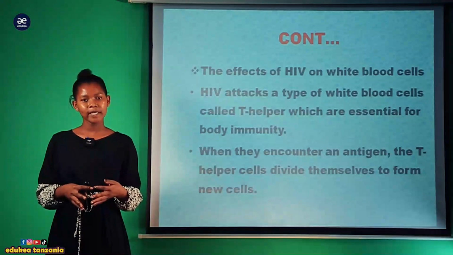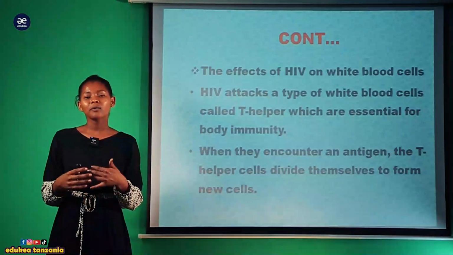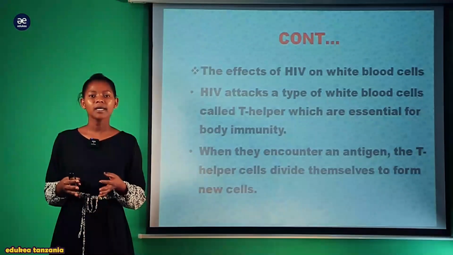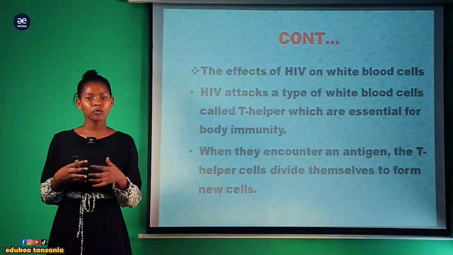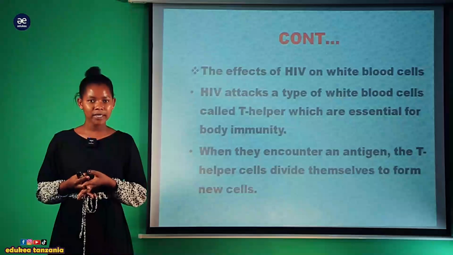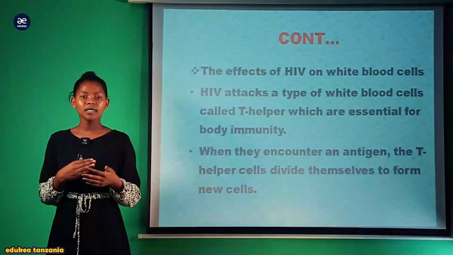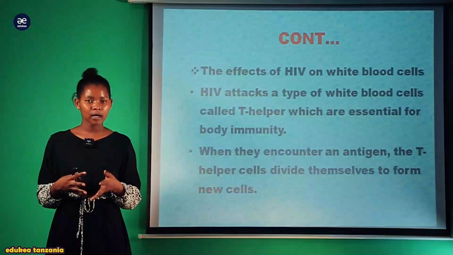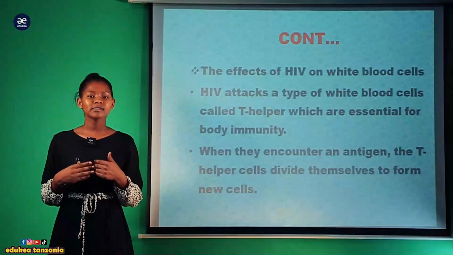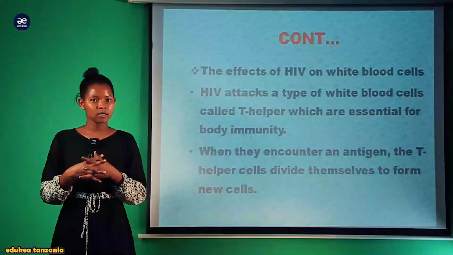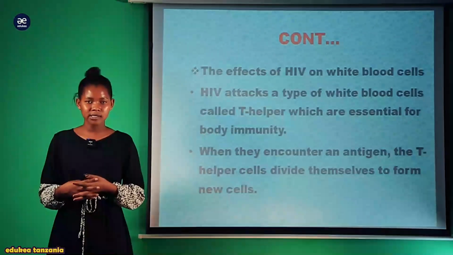Tunapozungumzia HIV attack, wanaenda kuataki nini? Katika mwili wa binadamu particularly, kuna kind of white blood cells known as T helper cells, and these T helper cells are special for enhancing defense kwenye mwili. So this HIV, they attack these T helper cells so that they could conquer the body system.